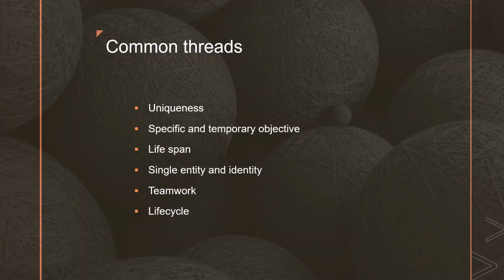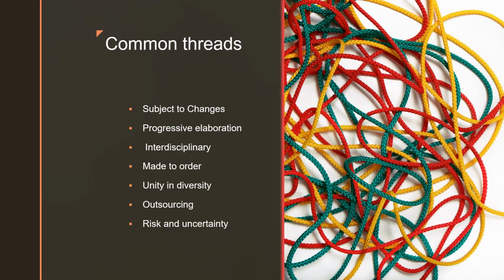Now, to answer the question, what differs an endeavor as a project from an operation is that projects are unique. They are specific and they have a temporary objective. They have a lifespan and a life cycle. They need teamwork. Teamwork is an inherent part of a project. They are a single entity and they have an identity. Projects are subject to changes. That means, for example, in agile projects, the scope of the project can change. It is subject to changes.